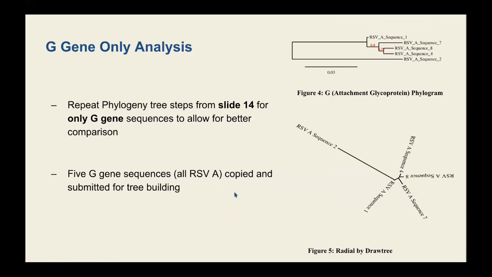We also did a G gene only analysis. We repeated the phylogeny tree steps from slide 14 for only G gene sequences to allow for a better comparison, and 5 G gene sequences, which were all RSVA, were copied and submitted for the tree building. The top one is just the regular phylogram, and then the bottom version is just the unrooted one.